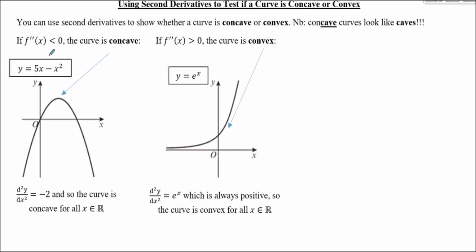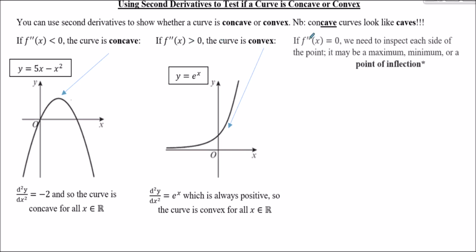To recap, if a second derivative is negative, it's concave. If a second derivative is positive, then it's convex. However, if the second derivative is 0, we're not so sure. What we need to do then is inspect each side of the point. It might be a maximum, it might be a minimum, or it might be a point of inflection.